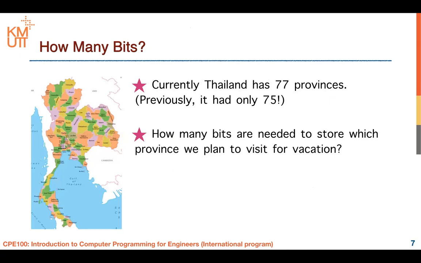This is also another example. Even Thailand has 77 provinces. How many bits do we have to use? Memory optimization. Thank you, Lamin. 7 bits.